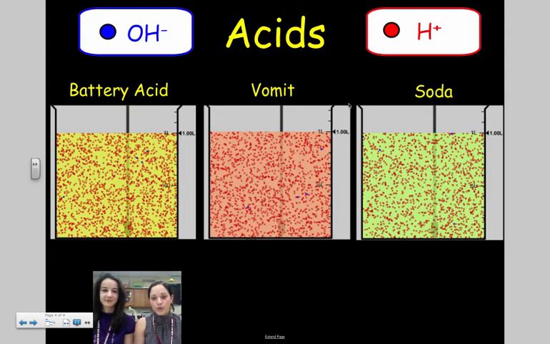Let's take a look at your screen for a moment. You may notice that the three things on your screen have one major thing in common. Battery acid, vomit, and soda all have a ton of red dots. If you take note of the top right corner of the screen, you'll notice that the red dots represent hydrogen ions. The fact that all three of these have a ton of red dots tells me that they are full of hydrogen ions. They're all solutions that have mostly hydrogen ions in them. This makes them acids.